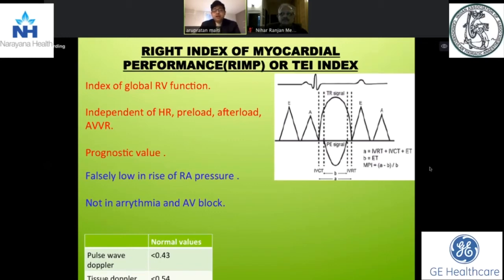So you can do it by pulse wave Doppler, where you need a similar RR interval, and normal values are less than 0.43 or 0.44, and tissue Doppler normal value is less than 0.55.